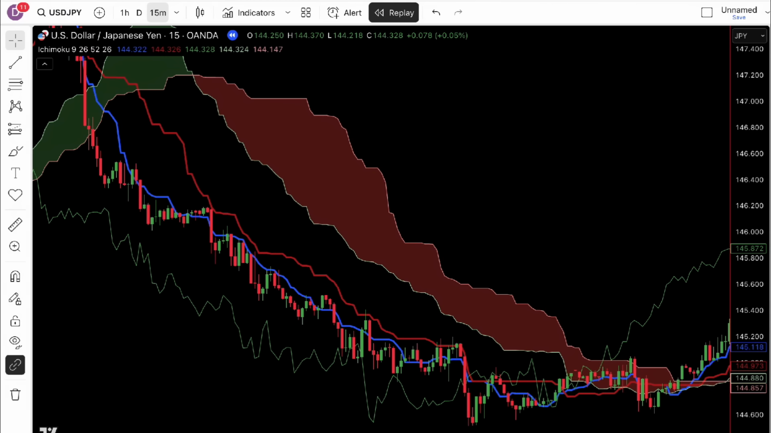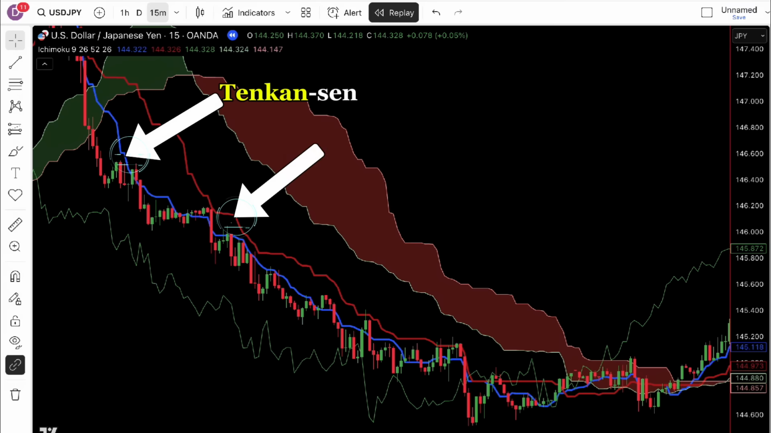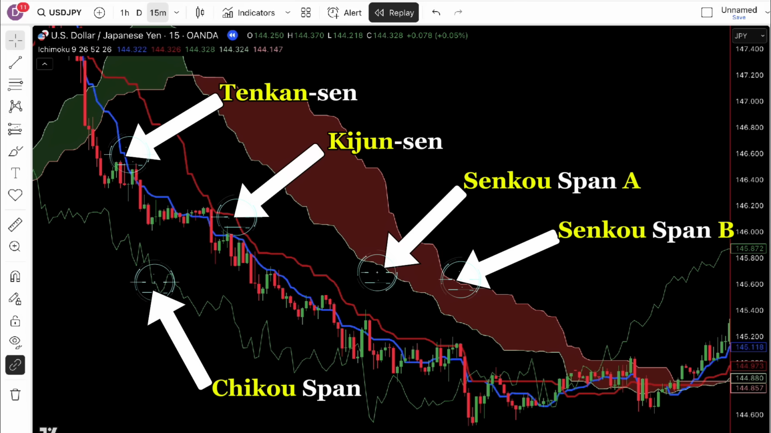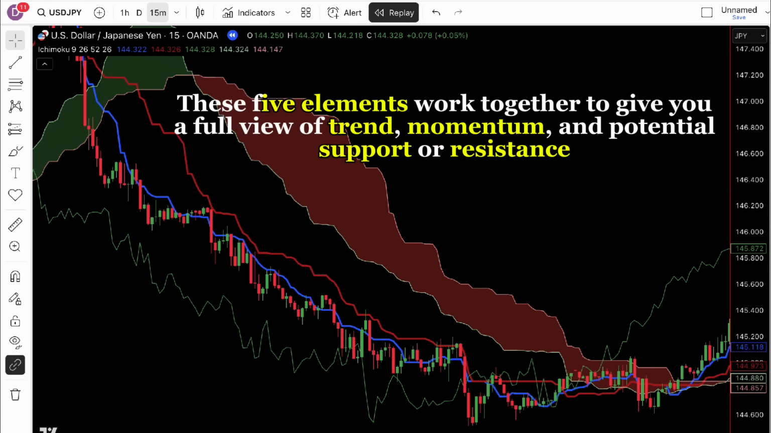The default Ichimoku setting gives you 5 key lines. First, the Tenkan-sen, also known as the conversion line. Next, the Kijun-sen, that's the baseline. Then you've got the Chikou span, this one is the lagging span. And finally, the 2 lines that form the cloud. Senkou span A, which is the first leading line, and Senkou span B, the second leading line. These 5 elements work together to give you a full view of trend, momentum, and potential support or resistance, all in one glance.